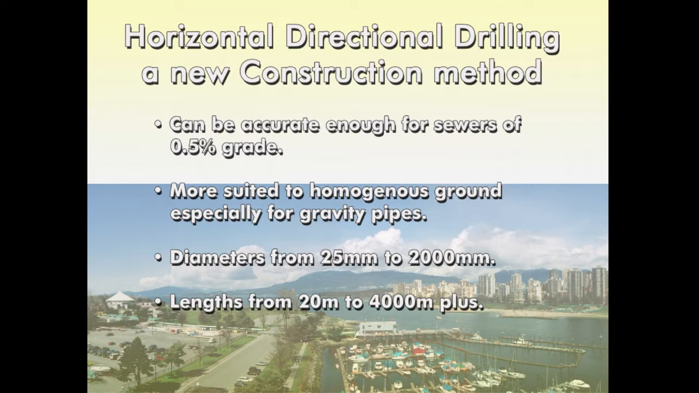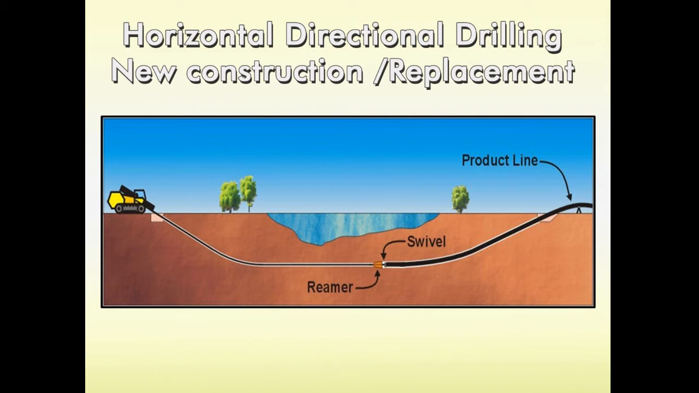In other words, you can't work in till with cobbles in place, but it's very suitable with peats and clays and sands and silts and products like that. You can go from diameters with directional drilling from anything from 25 millimeters all the way up to 2 meters in diameter. And you can go from 2 meters in length all the way to crossing of the Congo River, crossing the Fraser River, crossing the Mississippi River.